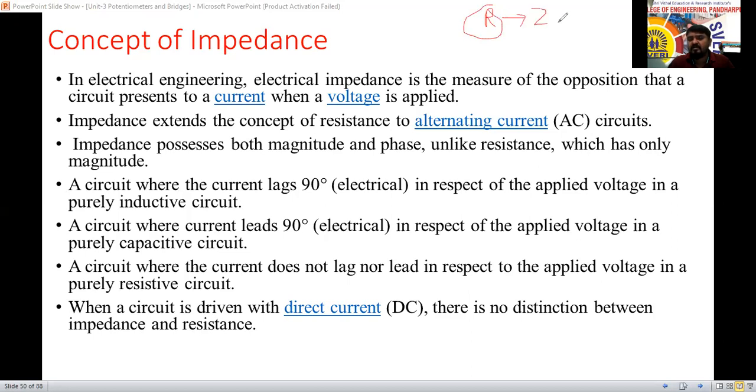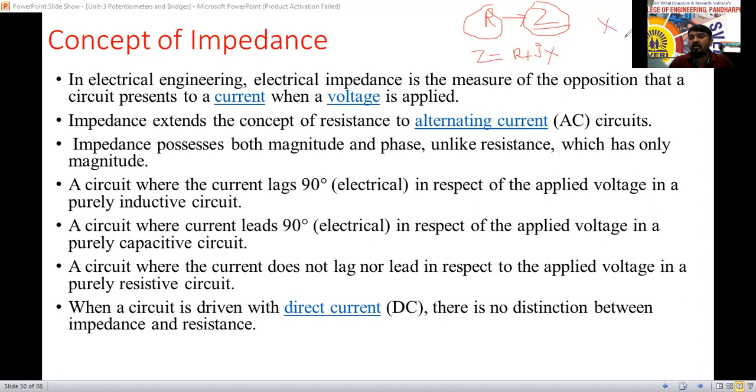Now, what is the function of impedance then? It also opposes the flow of current. When voltage is applied, there is opposition to the flow of current. But the main difference between impedance and resistance is that impedance is the combination of resistance and reactance. There are two types of reactances, that is XL and XC.